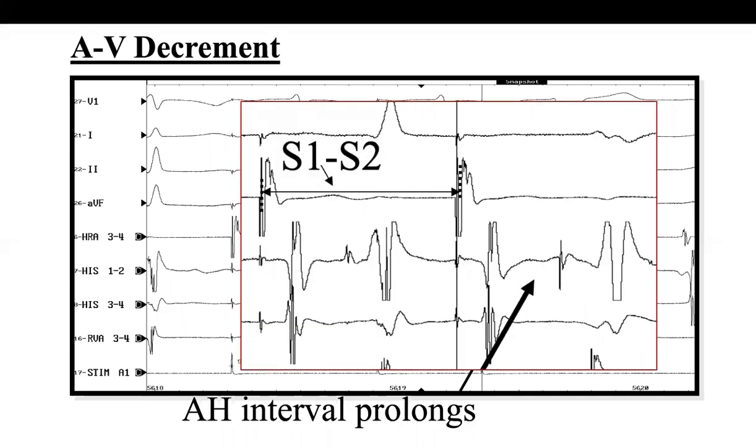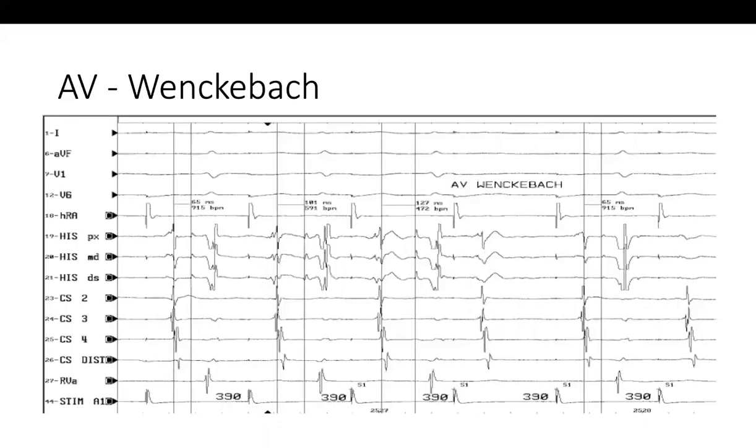So that's very clear: the prolongation of the PR interval and the AH interval component. And we talked about this Wenckebach phenomenon, which is a normal physiological phenomenon, in which if we increase the pacing in the atrium, or we reach a certain limit that the AV node cannot tolerate the atrial rate, then you will start to get the Wenckebach.